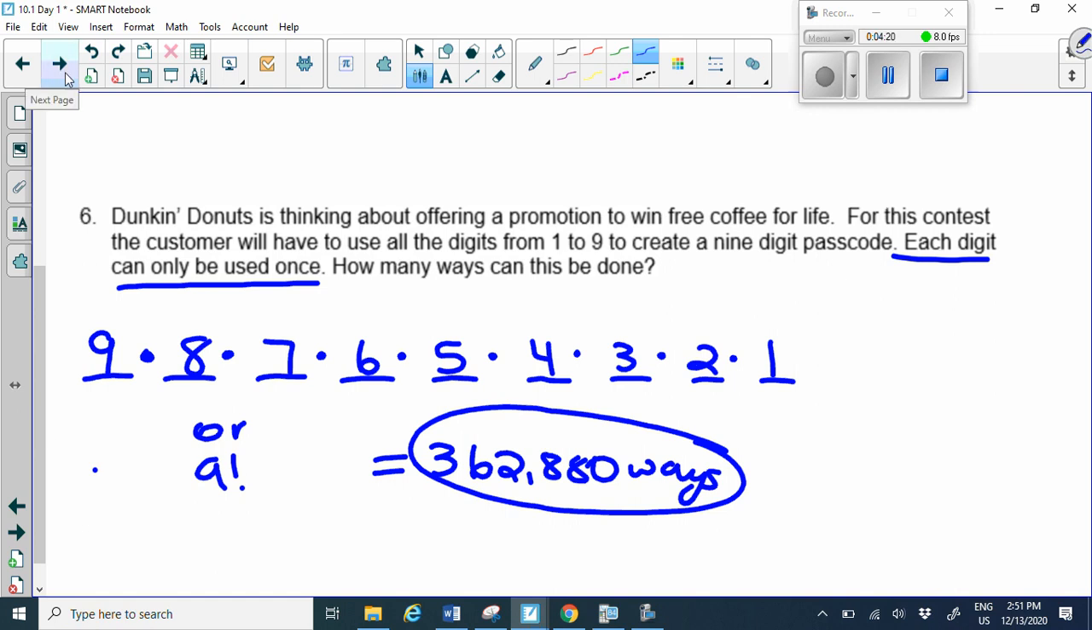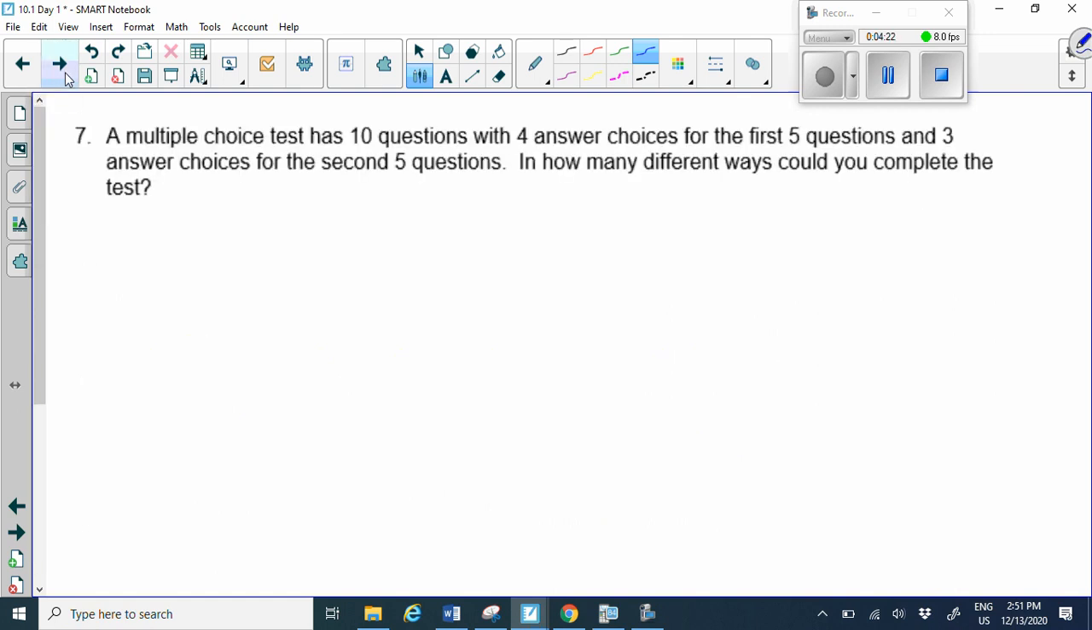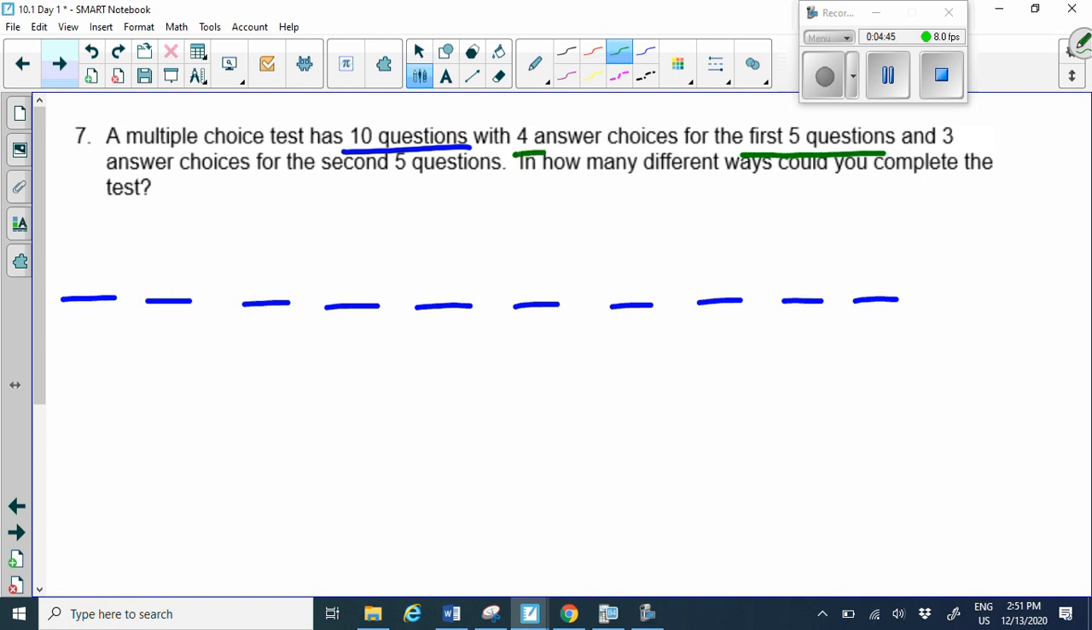Okay, let's go ahead and do the next one. Okay, number 7, a multiple choice test has 10 questions with 4 answer choices for the first 5 and 3 answer choices for the second 5. How many different ways can you complete the test? Okay, so the total number of questions we have is 10. So I have basically 10 things I have to complete. So 1, 2, 3, 4, 5, 6, 7, 8, 9, 10. Now, it said for the first 5 questions, there's 4. So I have 1, 2, 3, 4, 5. So these are my first 5 questions.